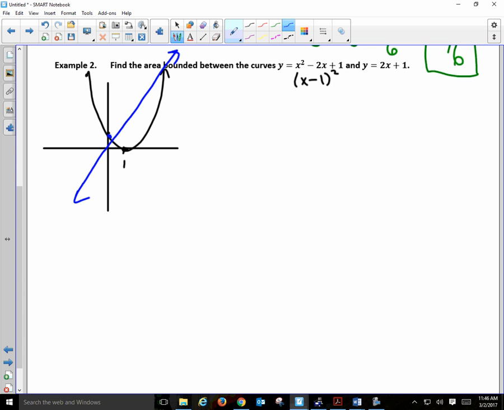Is there a region that is completely enclosed by these two? Yes. And so I'm going to draw a rectangle to represent the area. That rectangle has horizontal width, which is referred to as dx. So I know that's my setup. What is the top function? 2x plus 1. What's the bottom function?